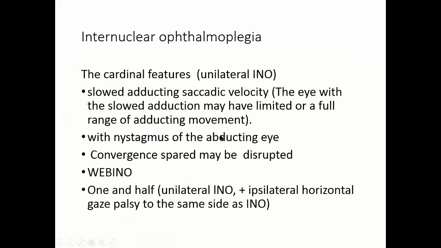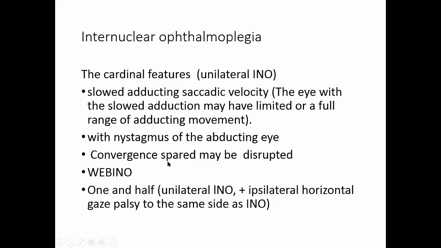The other important entity is internuclear ophthalmoplegia. The cardinal feature of unilateral internuclear ophthalmoplegia is slowed adducting saccadic velocity. It's important to remember that initially the muscle movements may be normal. There is slowed adducting saccadic velocity. The eye with the slowed adduction may have limited or a full range of adducting movements, as I said earlier. There would be nystagmus of the abducting eye.